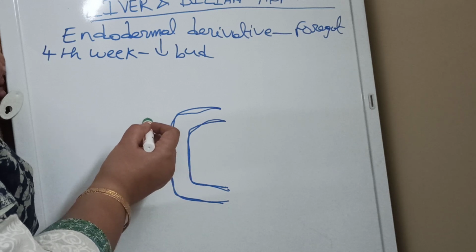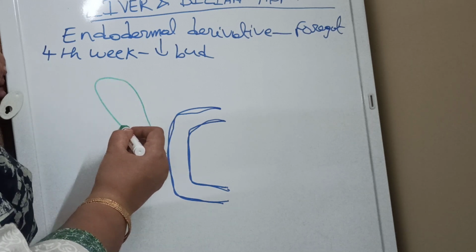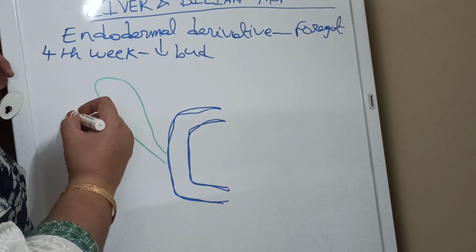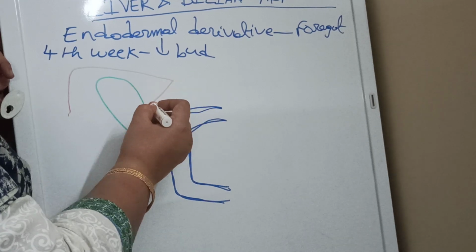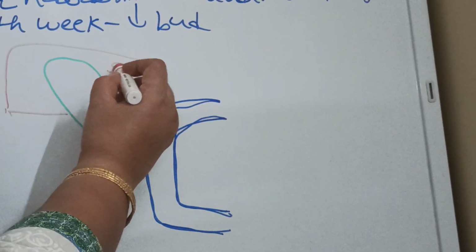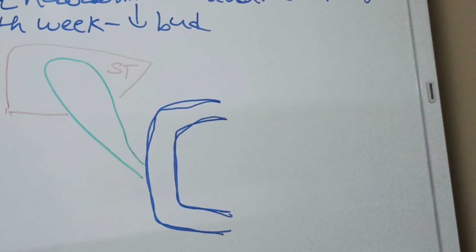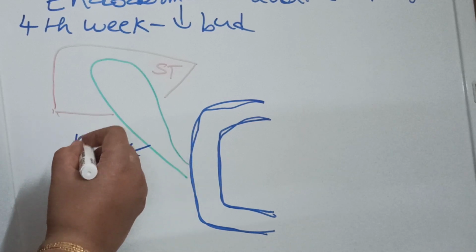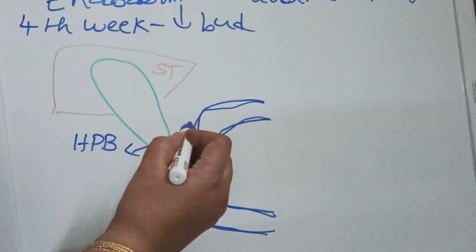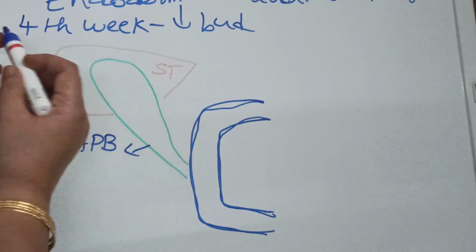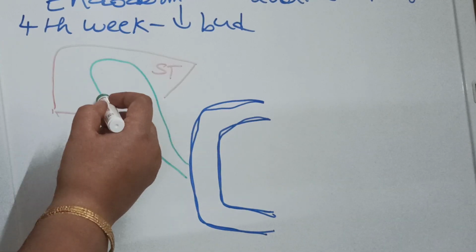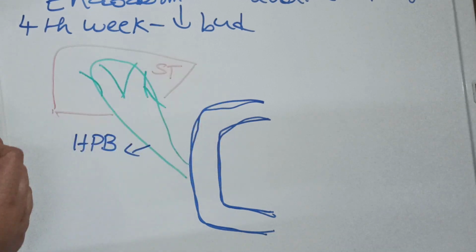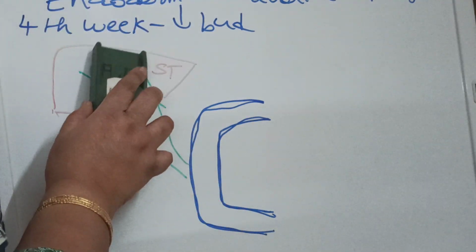So the hepatopancreatic bud grows cephalic towards the septum transversum. So this is the septum transversum if we take for the diagrammatic representation. So this hepatopancreatic bud grows cephalic towards the septum transversum. Into the septum transversum, this hepatopancreatic bud divides into right and left parts or right and left branches.